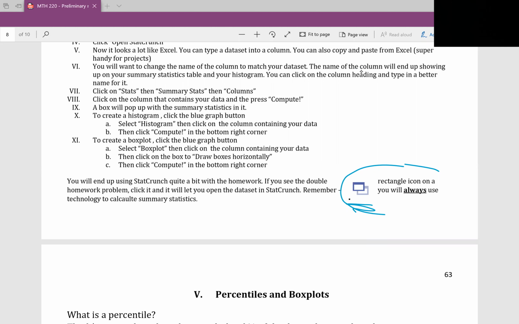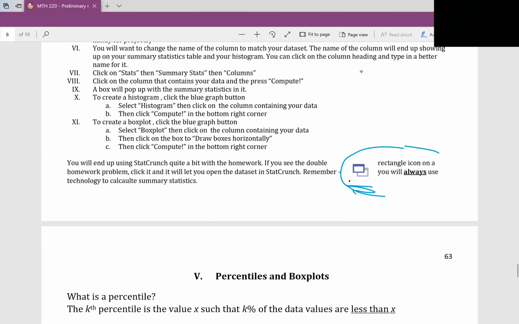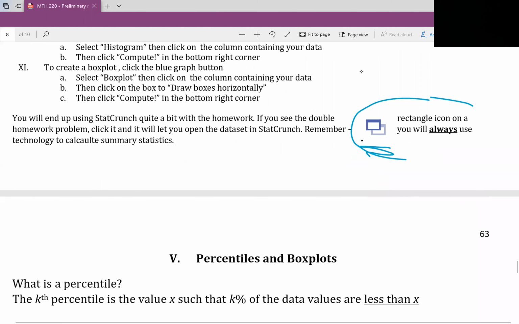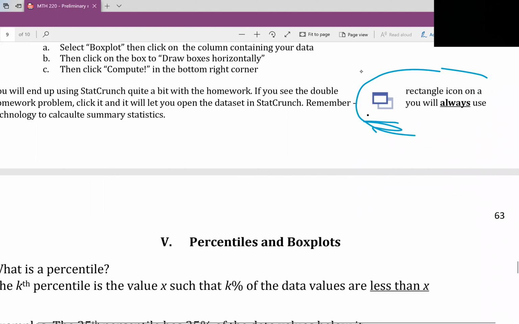Something we have to talk about with box plots are percentiles. So what is a percentile? The kth percentile is the value x such that k% of the data values are less than x. I want to relate this definition of percentiles to something we have been using, the normal table.